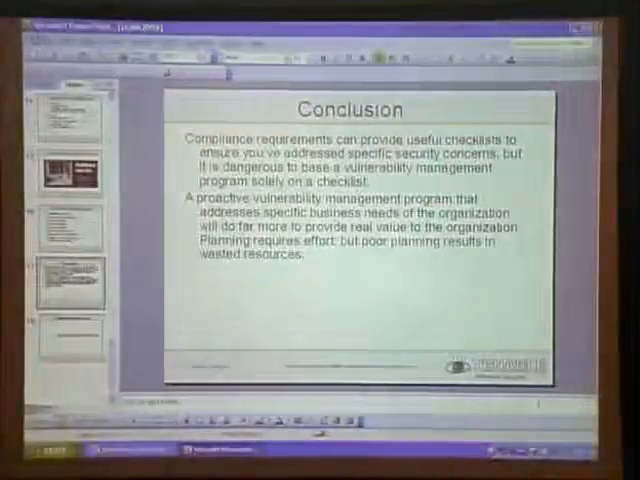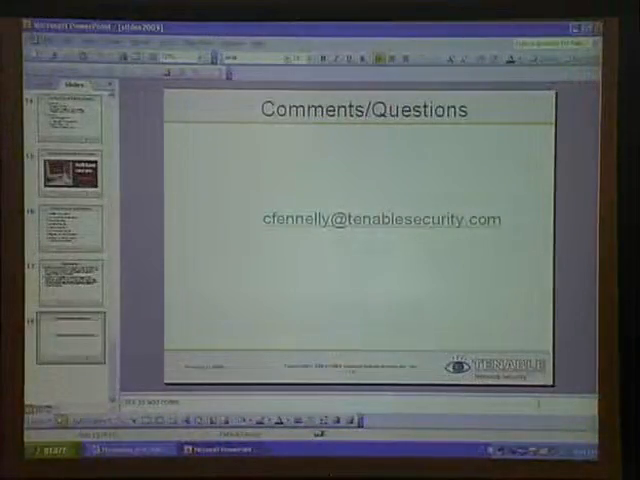So at this point, what I'd like to do is open up to any questions or comments on what anybody thinks would be useful to add or change.